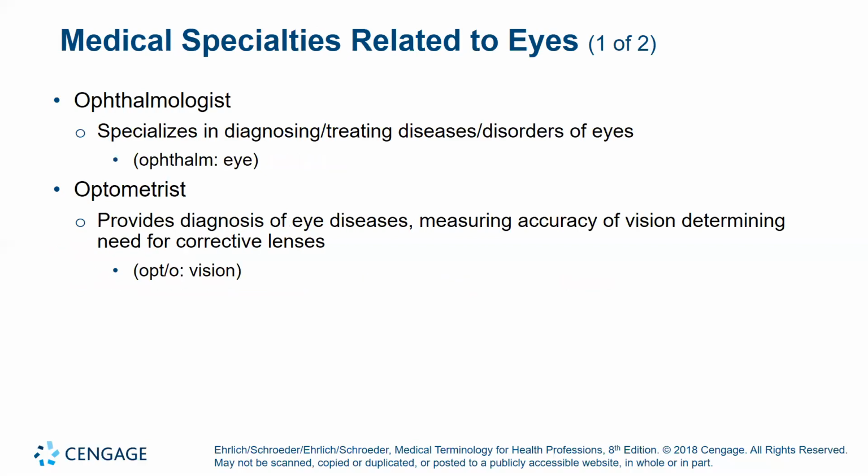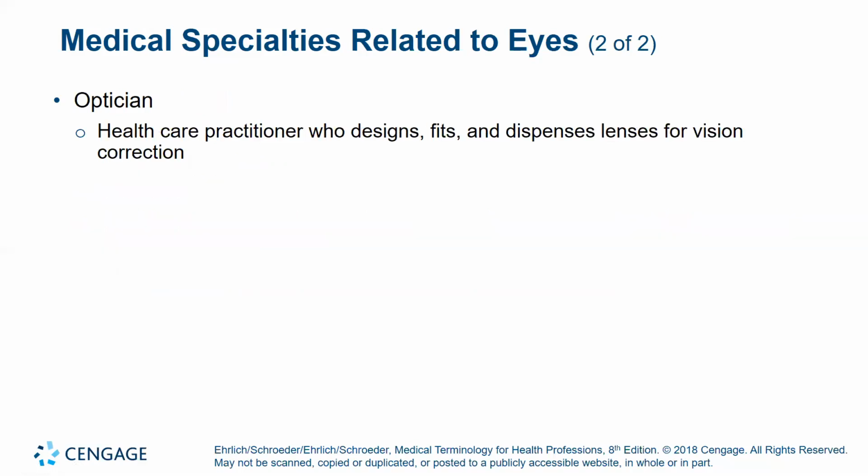Let's take a look at a couple of slides here. These are medical specialists related to the eyes. Ophthalmologist, this is a specialist in diagnosing and treating diseases and disorders of the eyes. Ophthalm means eye. Optometrist, opto is vision, so it provides diagnosis of eye diseases, measuring accuracy of vision, and determining need for corrective lenses. Optician then is a healthcare practitioner who designs, fits, and dispenses lenses for vision correction.